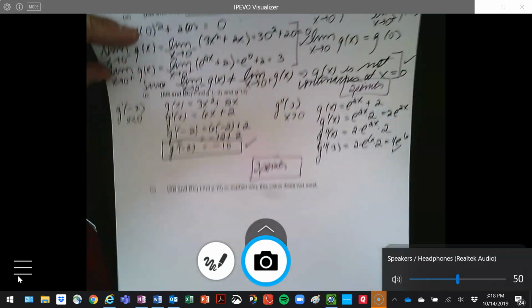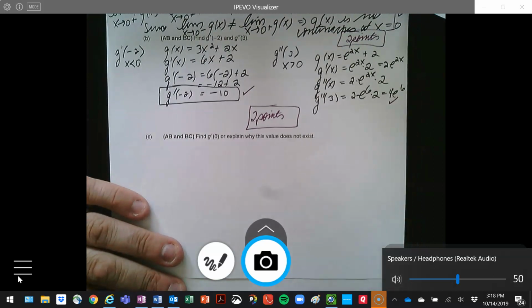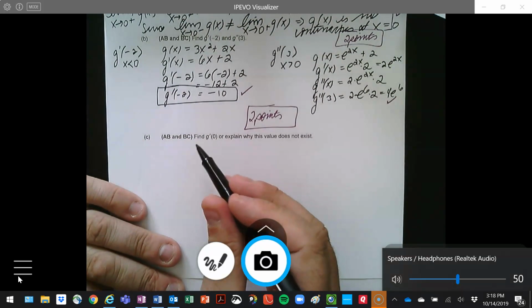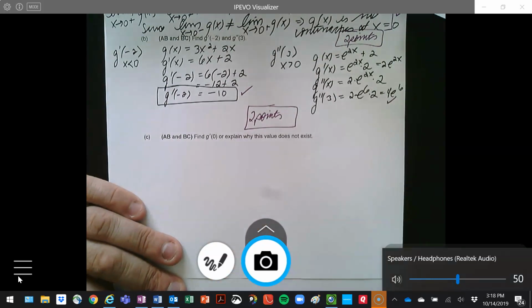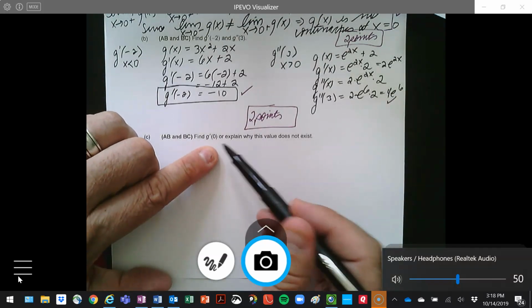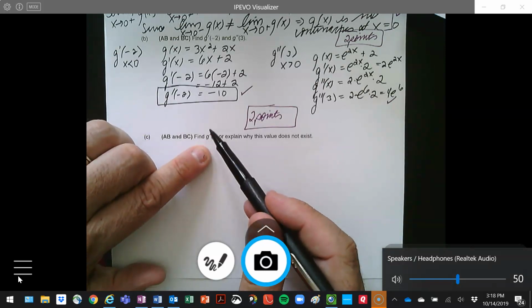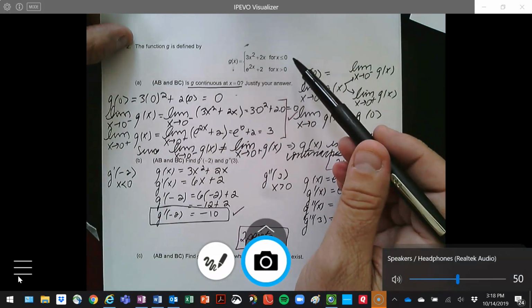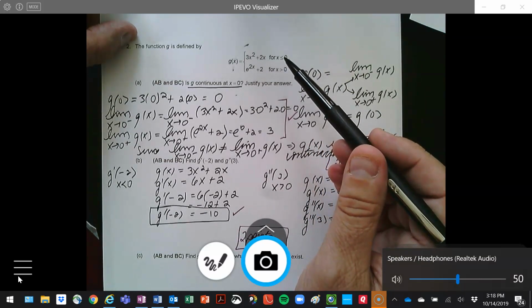All right, let's look at part C. Also for both A, B, and BC students. Here we need to find g prime of 0 or explain why this value doesn't exist. Well, let's stop and think about that. The common mistake students would make is they'd say, oh, well, g prime of 0, I just need to find the derivative of g at 0. They'd go up to the original function and say, oh, it must be the top piece. Let me find the derivative and evaluate at 0.